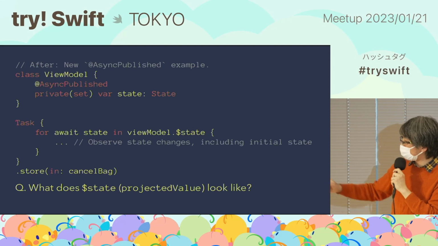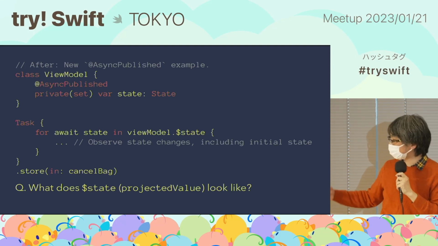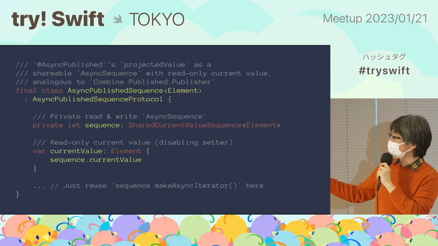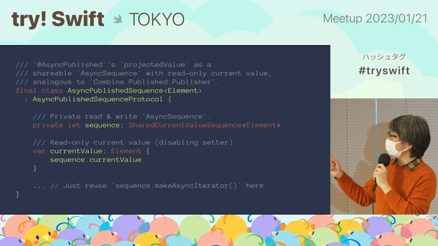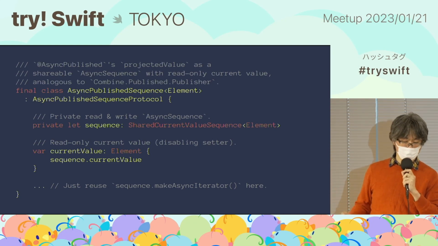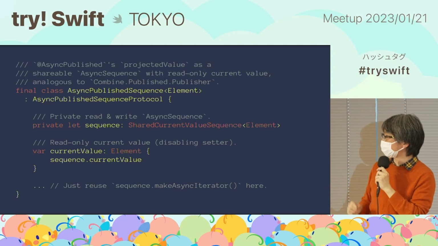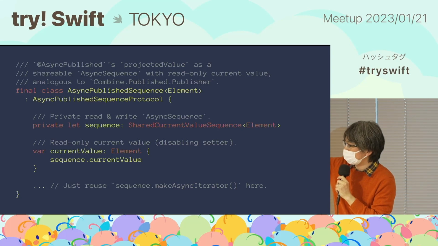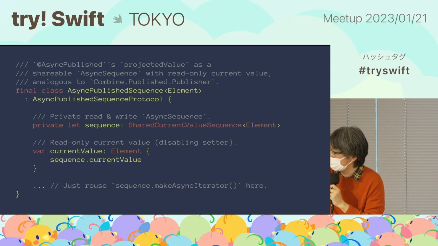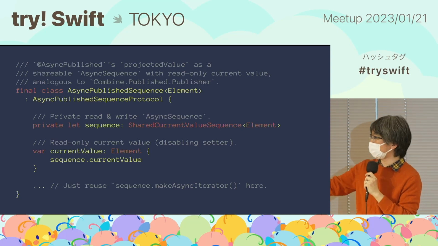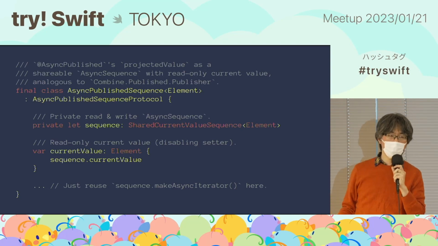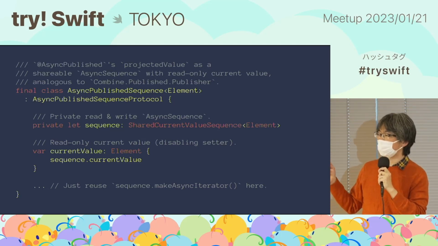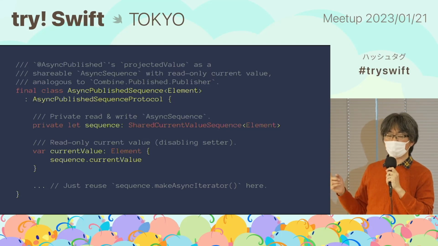But the next question is, what is this $state, the projected value? And the answer is, this is the read-only version of the shared async current value sequence. Here I named it AsyncPublishSequence. Basically, this is a read-write sequence with the current value, but we only expose the getter part. We don't expose the setter, so that this entire new class will be a read-only version. And this is actually the same as Combine's Published.Publisher.